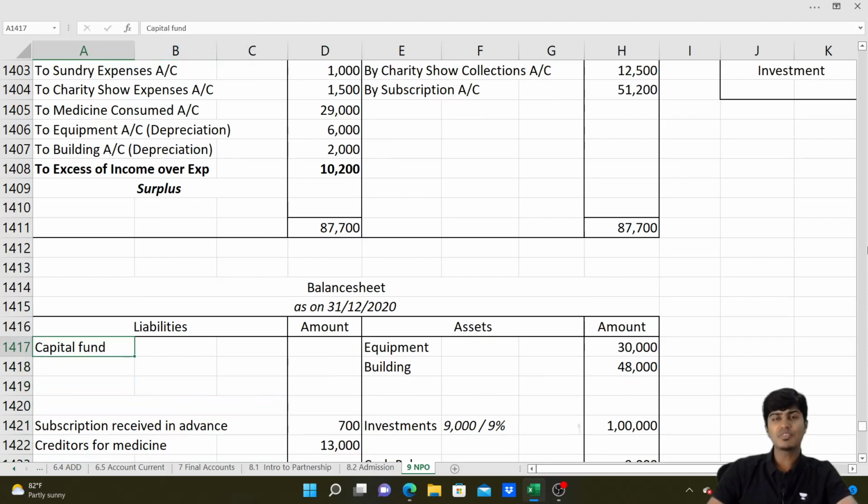This 10,200 should be added to our capital. I'll write capital fund here in the balance sheet liability side, which we don't know yet. To this I'll add surplus of 10,200. How much is this capital fund? This needs to be found how? By closing our opening balance sheet.